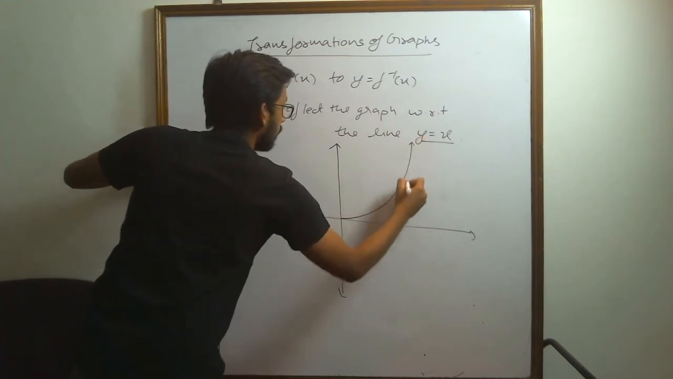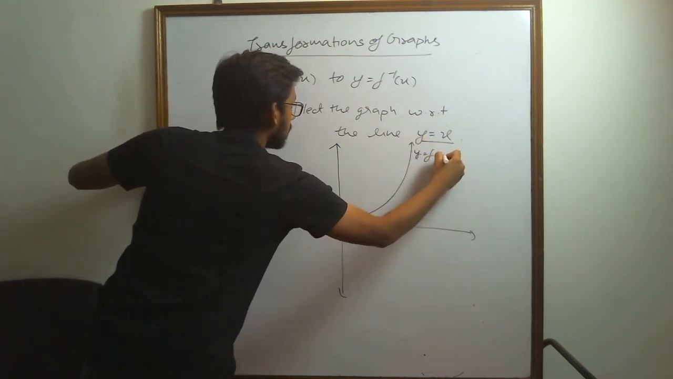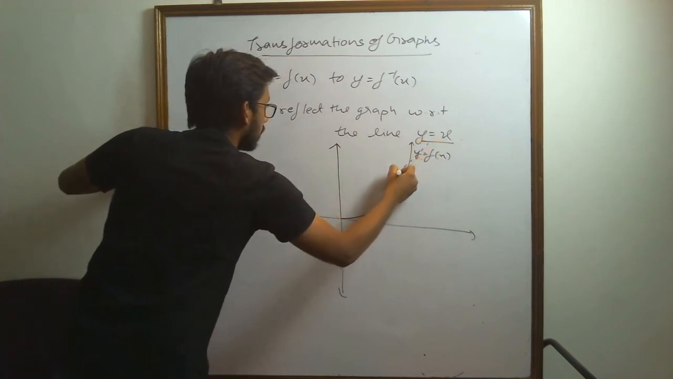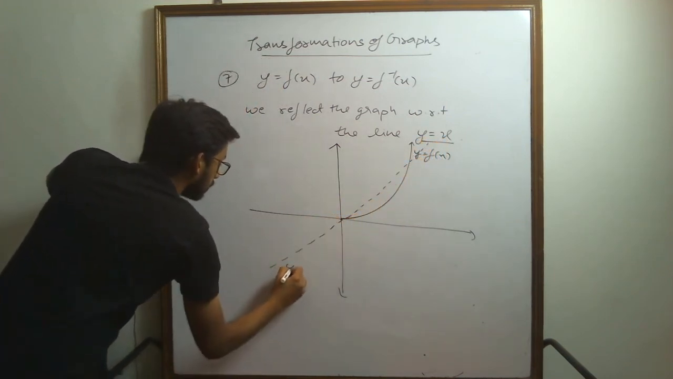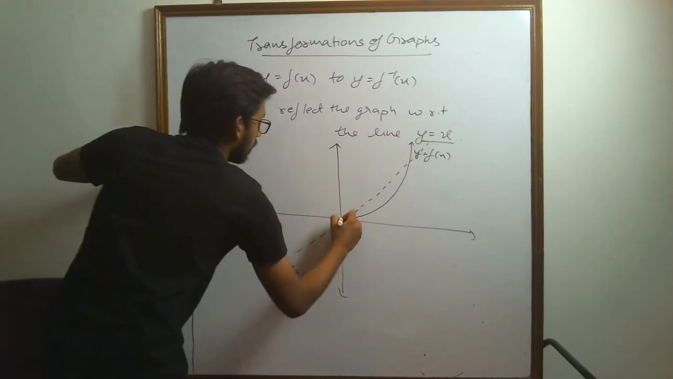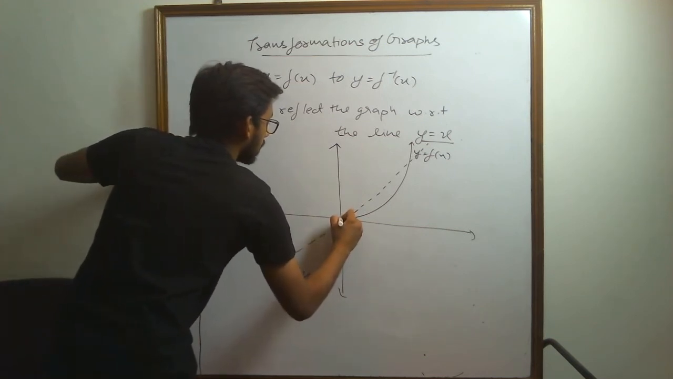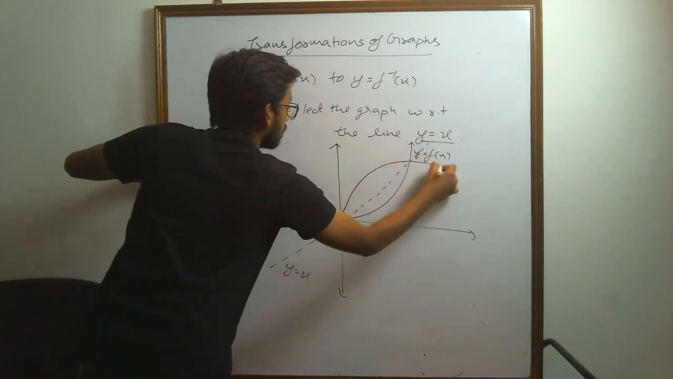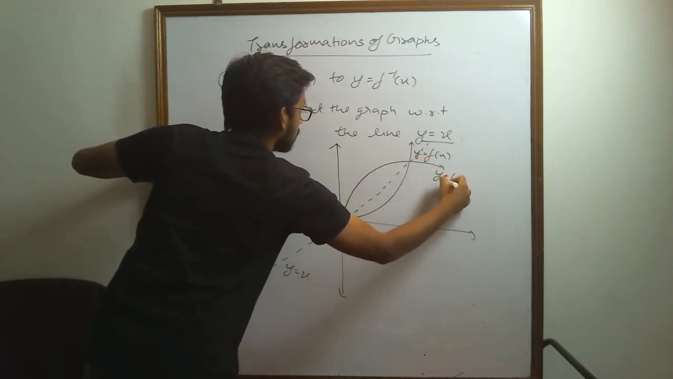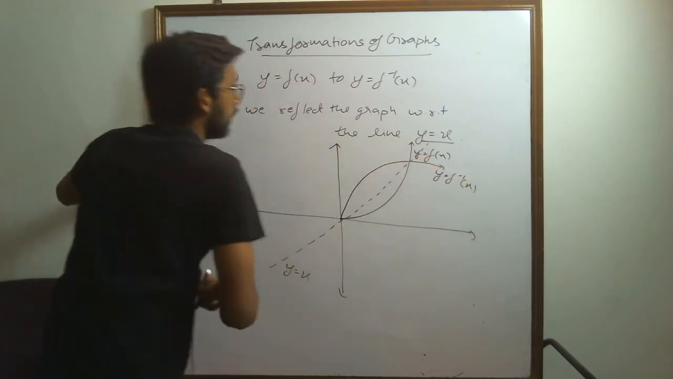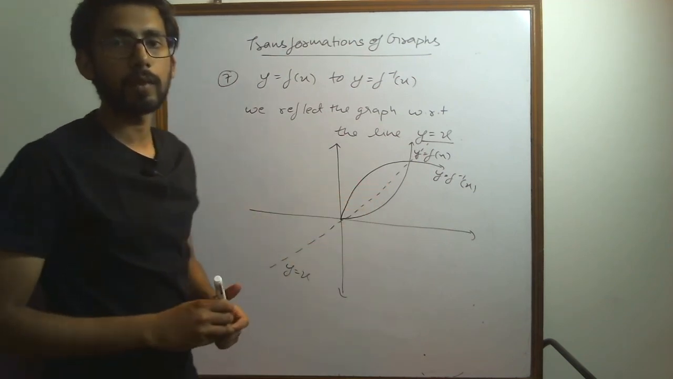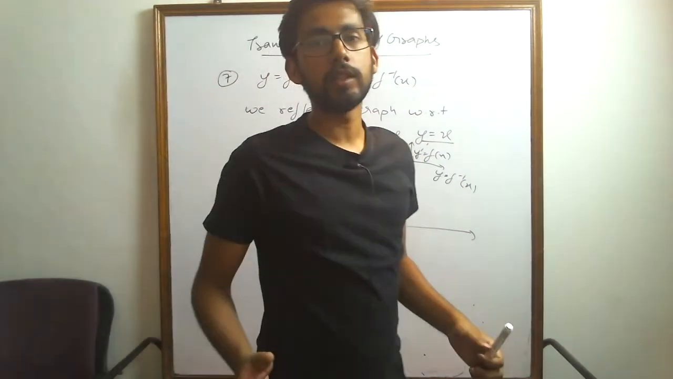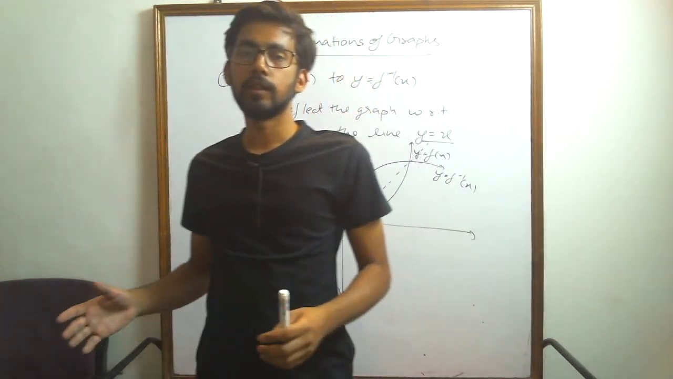If this is the graph of y is equal to f of x and this is the line y is equal to x, it will pass through the origin. Then the graph of y is equal to f inverse x will be this one. It will be a reflection with respect to this line. So these are all the transformations that we have looked at in this video.